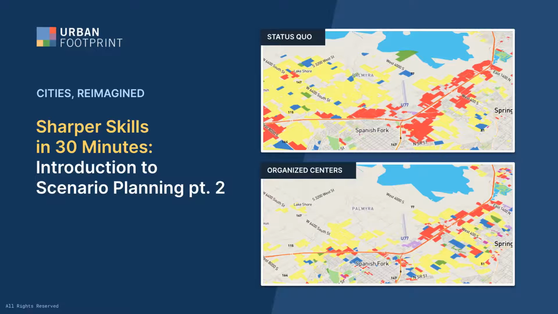Our Sharper Skills webinars are designed to highlight new features, showcase tips and tricks, and help you make the best use of the UrbanFootprint platform. In this installment of the Sharper Skills webinar series, the UrbanFootprint Customer Success Team will show you some best practices and tips for scenario planning, including themes for getting started, exploring multiple scenario timeframes, quickly iterating on scenarios, and measuring the impacts of change through the analysis modules.